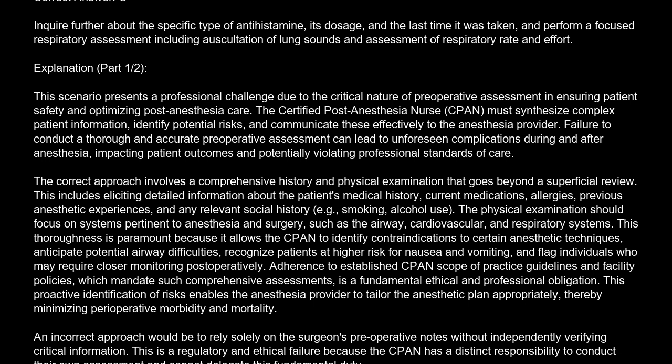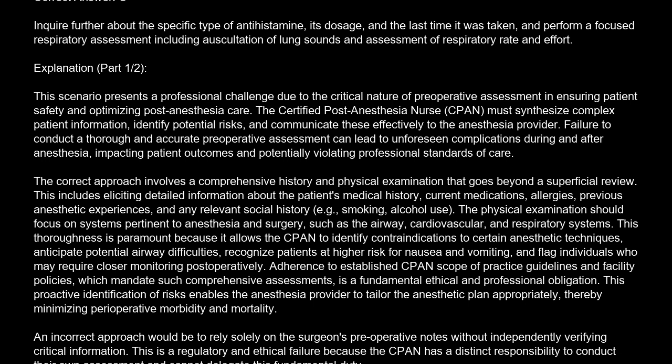This includes eliciting detailed information about the patient's medical history, current medications, allergies, previous anesthetic experiences, and any relevant social history, e.g., smoking, alcohol use. The physical examination should focus on systems pertinent to anesthesia and surgery, such as the airway, cardiovascular, and respiratory systems. This thoroughness is paramount because it allows the CPAN to identify contraindications to certain anesthetic techniques, anticipate potential airway difficulties, recognize patients at higher risk for nausea and vomiting, and flag individuals who may require closer monitoring postoperatively.